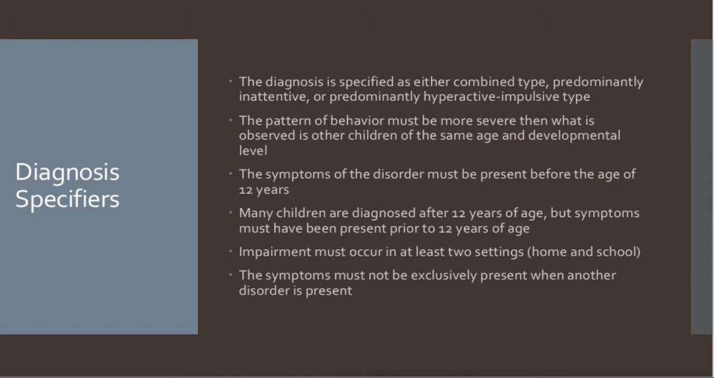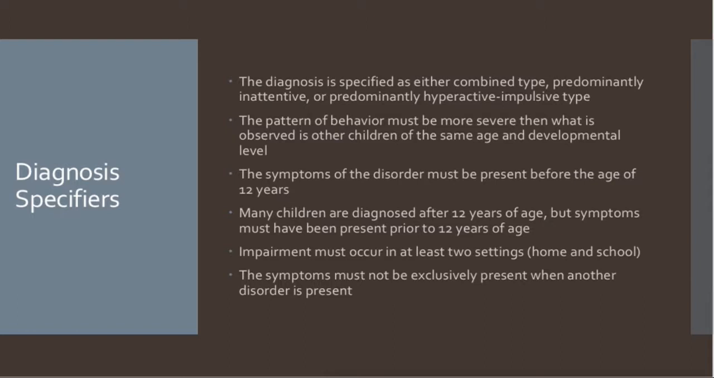The pattern of behavior also has to be severe when compared to other children of the same age and developmental level. Basically, you want to make sure this is just not normal childhood behavior. One of the things that's very, very difficult to deal with, especially with behavioral issues, is determining: is this pathological, or is this just a kid being a kid? Because it's quite possible these things are not pathological when you see them. So they have to be compared to children of the same age and developmental level, and show that these symptoms of inattention, impulsivity and hyperactivity are much more severe than those of the average child of the same age and developmental level.